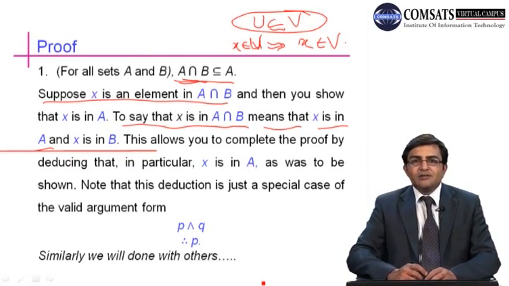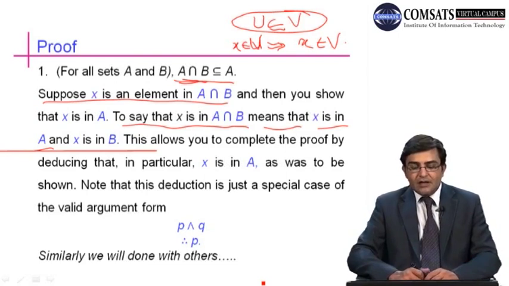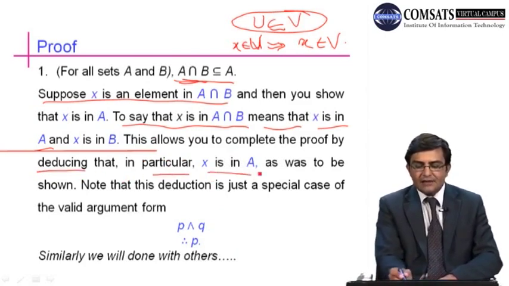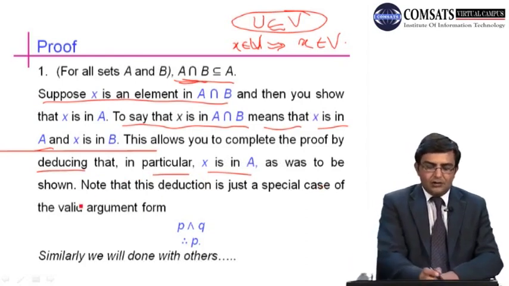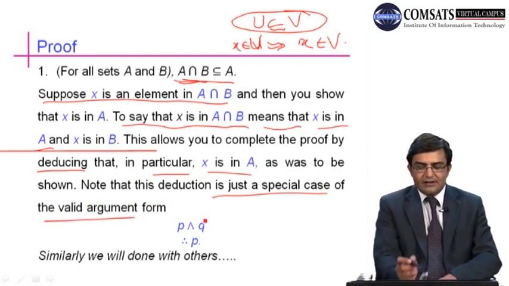When an element belongs to the intersection of two sets, then it is necessary that the element belongs to both sets. So this is what we have written here. This allows you to complete the proof by deducing that in particular x belongs to A also, as was to be shown.